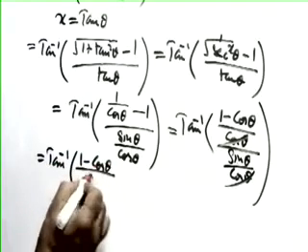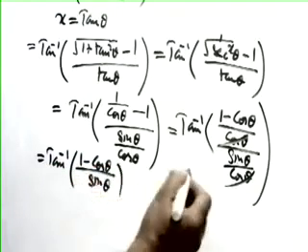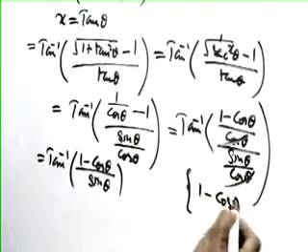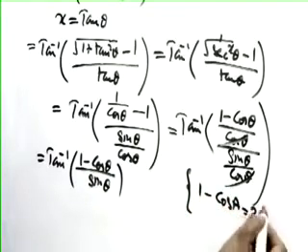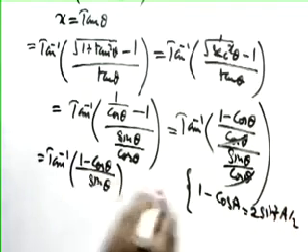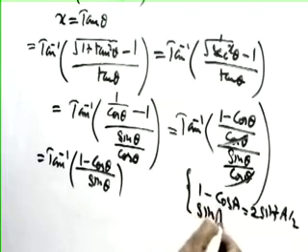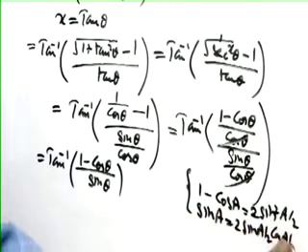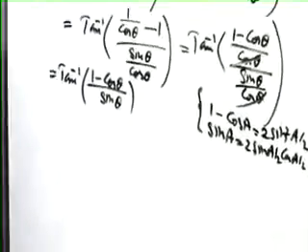Tan inverse of (1 minus cos theta) by sin theta. In the previous classes, in multiples and submultiples, we learned one formula: 1 minus cos A is 2 sin square A by 2, and sin A is 2 sin A by 2 cos A by 2. Let me use these formulas.